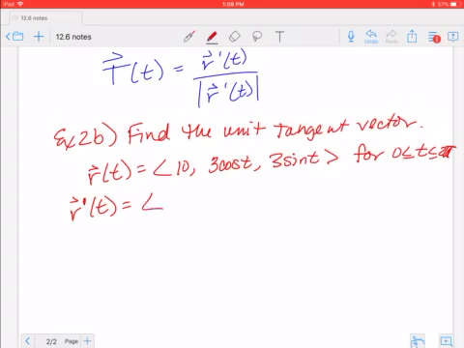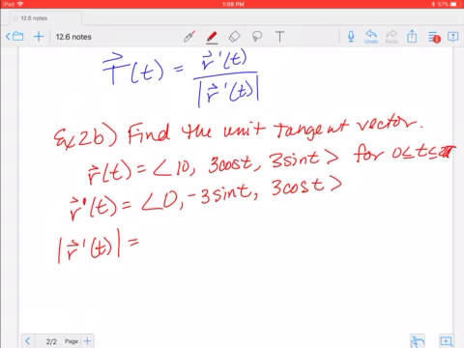So the derivative of 10 is 0. The derivative of 3 cosine of t is negative 3 sine of t. The derivative of 3 sine of t is 3 cosine of t. So there's our derivative. Then we find the magnitude.